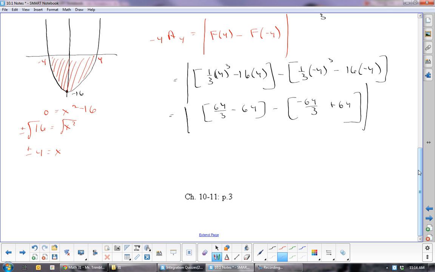Okay, now looking at this too fast, you'd want to cancel those 64s, but they're not going to cancel because you'll have a negative 64 minus 64 there, and you'll have a 64 over 3 plus 64 over 3. So absolute value of 128 over 3 minus 128. This gives you absolute value negative 256 over 3, which equals 256 over 3.